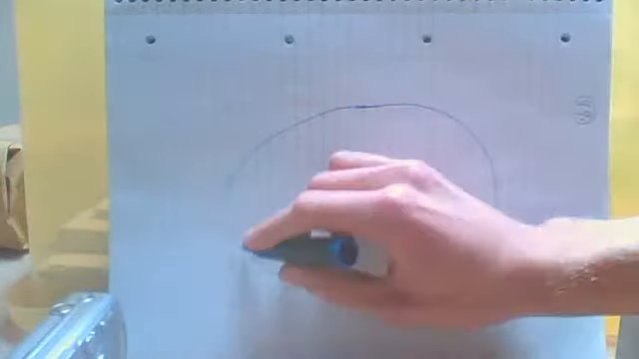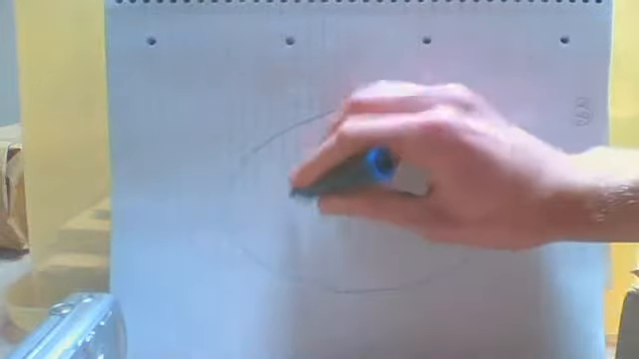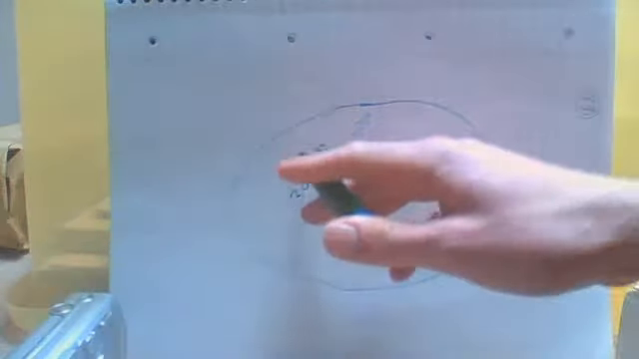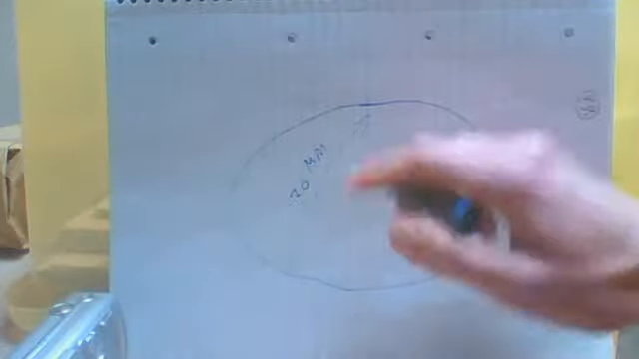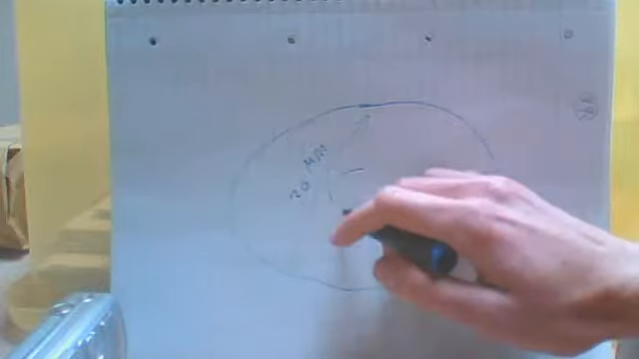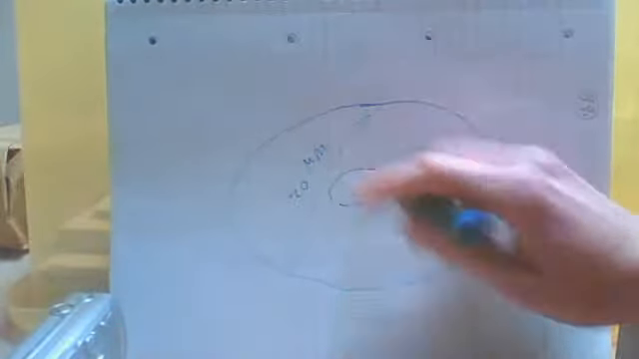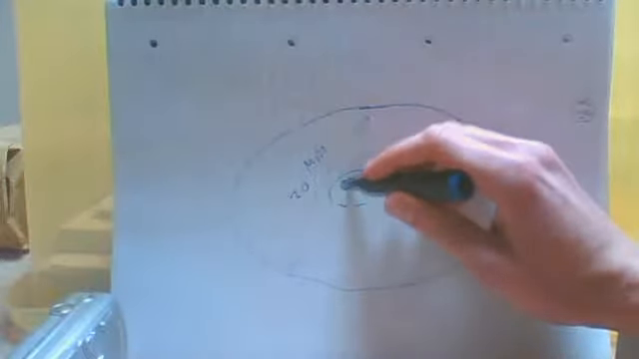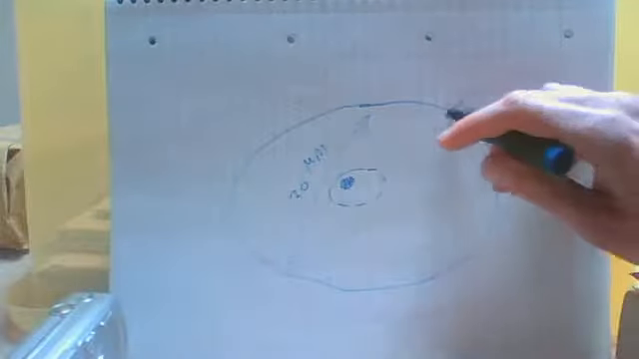So I'll label this 20 micrometers. Now, micro is that funny little u with a long tail. Right, so I'm going to draw for you the nucleus, which has a region inside it called the nucleolus. I'll draw this in here. Here we have the cell membrane.